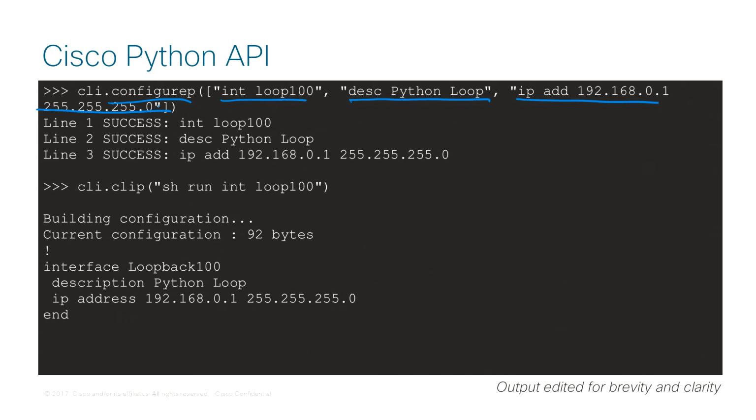What's nice about the configureP command is it actually prints out and shows us the status per line, and we can see that lines 1, 2, and 3 were all successful. We can then go back and leverage our CLI.CLIP function, and this gives us the ability to show run interface loopback 100 and verify that indeed we were able to create and configure this interface using the Python library.